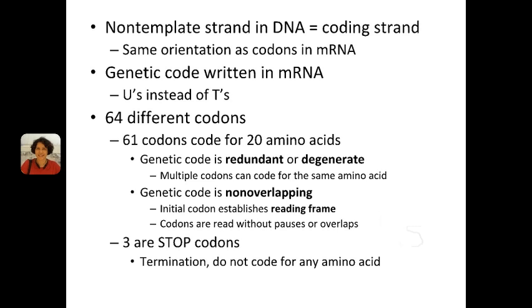The genetic code is also non-overlapping. That means that the codons are read without spaces or pauses and no overlap with each other. So you start in one specific position, which is going to establish your reading frame, and you just keep going from there without skipping and without overlapping. So we said there were 61 codons that code for amino acids, and then there are 3 codons that don't code for anything, and those are called stop codons or termination codons.